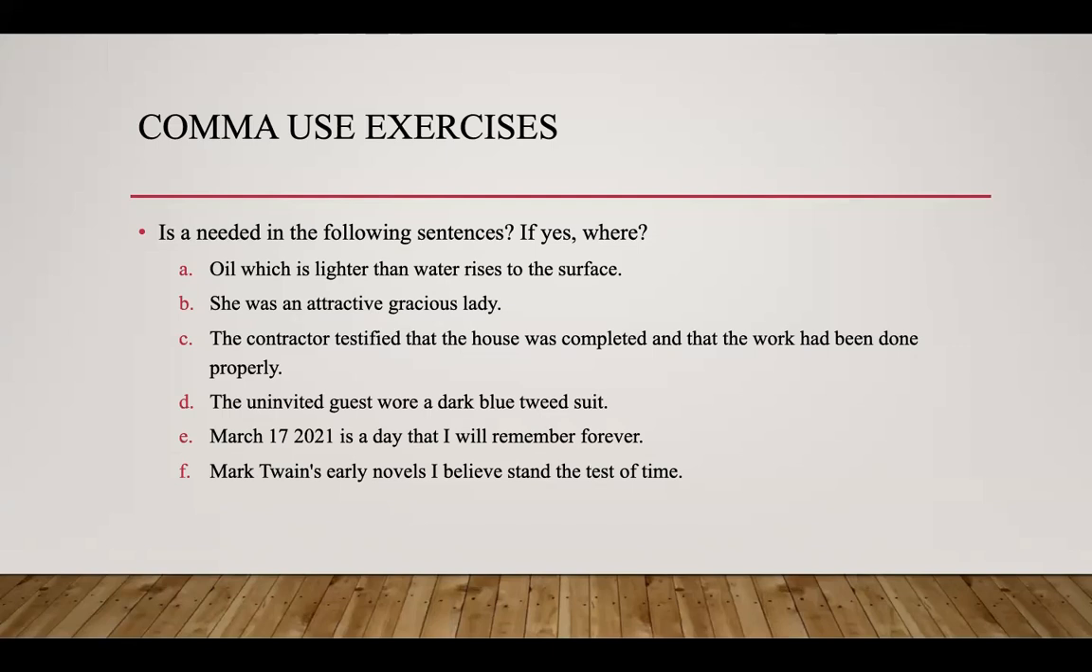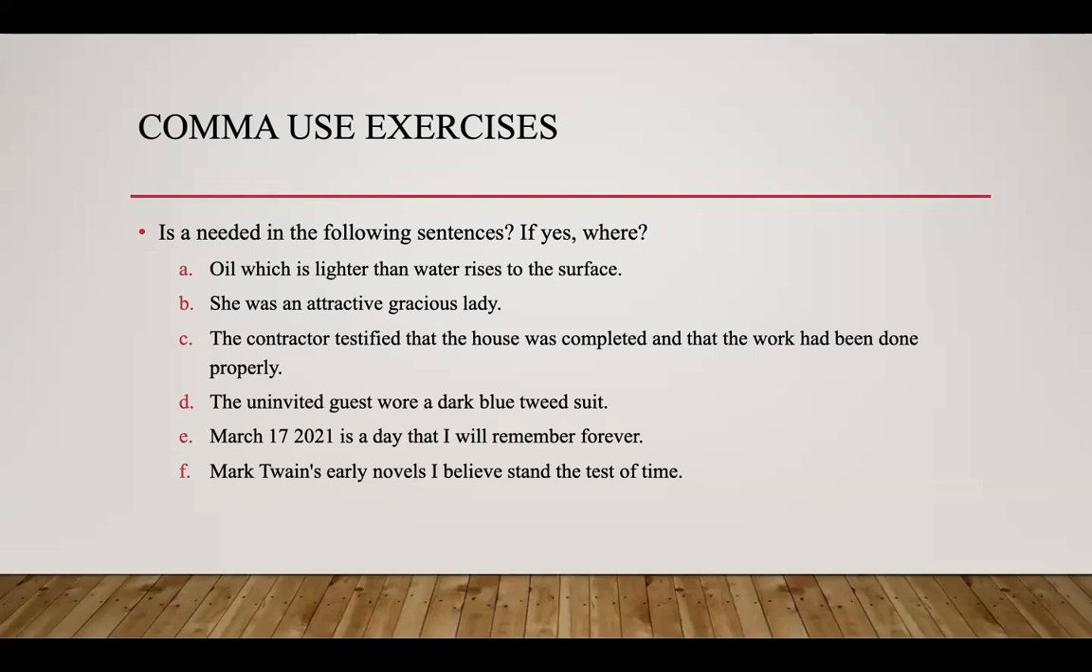Number E: March 17th, 2021 is a day that I will remember forever. And it is. Do we need a comma here? We need a comma. We need it after the number 17 and the number 2021. That's absolutely right. And the last example that we have here is Mark Twain's early novels, I believe, stand the test of time. Do we need the commas? Yes, absolutely, Dr. Muhammad and Dihab. You're absolutely right.